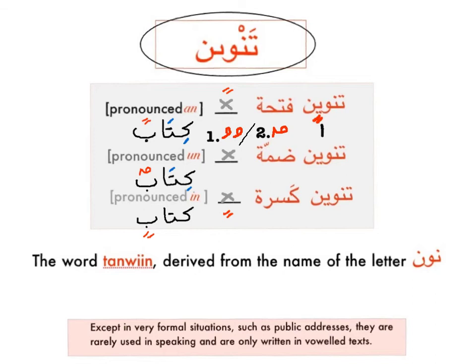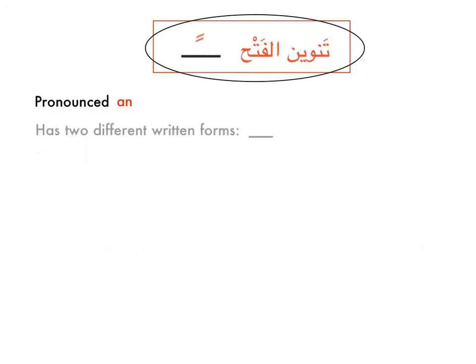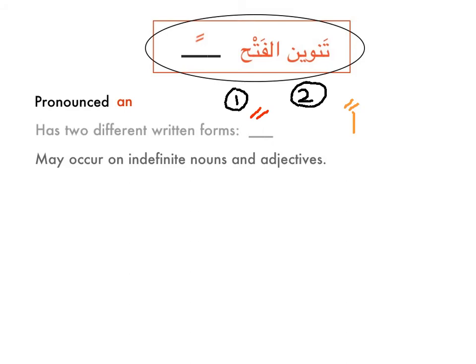For instance, if a word has Al, we don't use Tanween. We don't use al-kitaban or al-kitabin or al-kitabun. We only use it for indefinite words like kitab, a book. So it becomes kitaban or kitabin or kitabun. And a special note about Tanween Fatha is that it comes in two different forms. Unlike other Tanween endings, it can occur on indefinite nouns and adjectives.